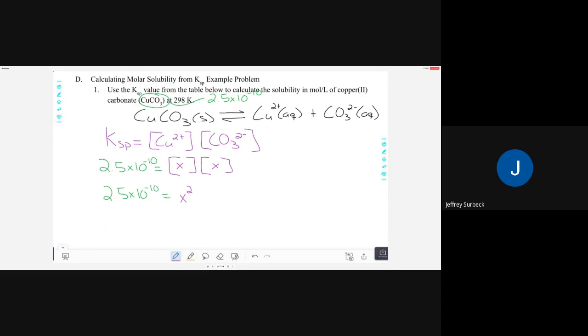You take that square root here, so let me turn to my calculator. We get the square root of 2.5 times 10 to the negative 10th, and my x is 1.58 times 10 to the negative 5th. And the unit would be mol/L for liters. And that would be, quote unquote, the molar solubility. Okay.